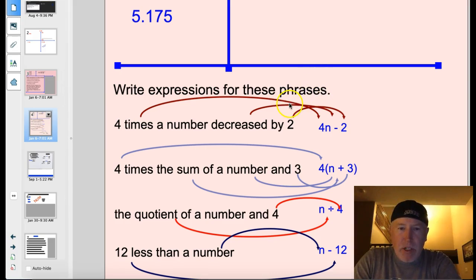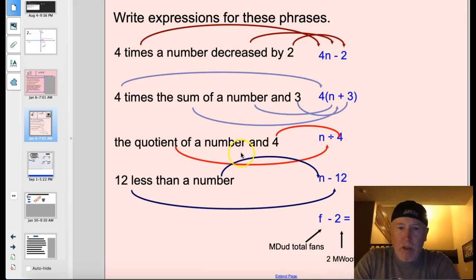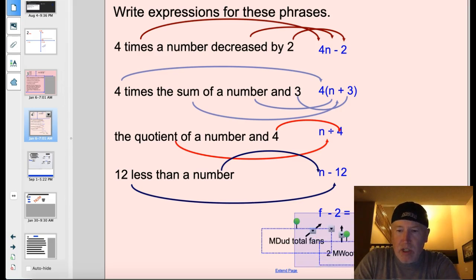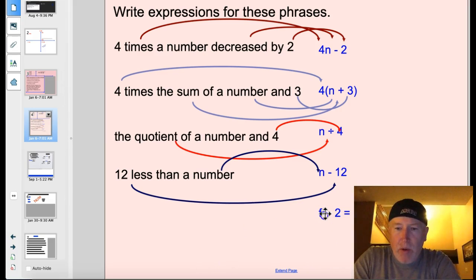All right, write expressions for these phrases. This was last night's. 4 times a number decreased by 2, and I just put arrows to show where all these things connect, where they're from. 4 times the sum of a number and 3. There we go. The quotient of a number and 4. 12 less than a number. Here's the 12 less than a number. And this one down here, I decided to cut, so we can ignore that one there.